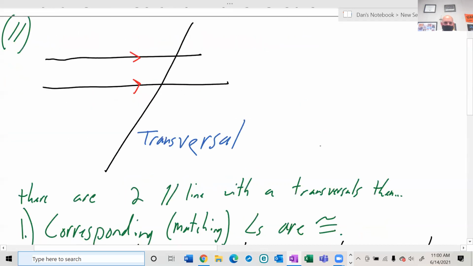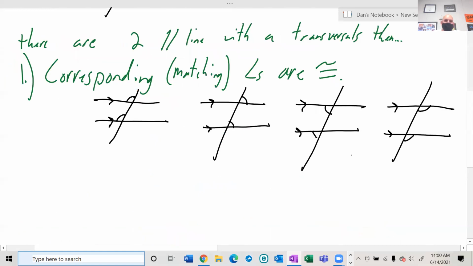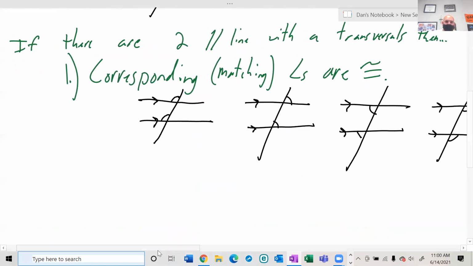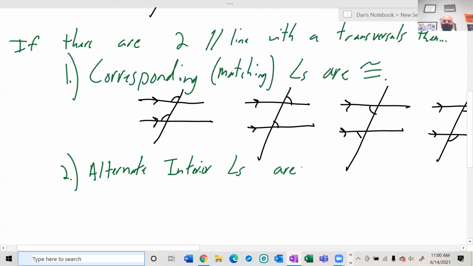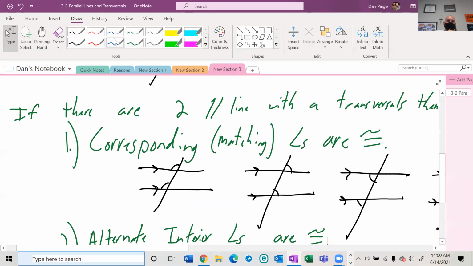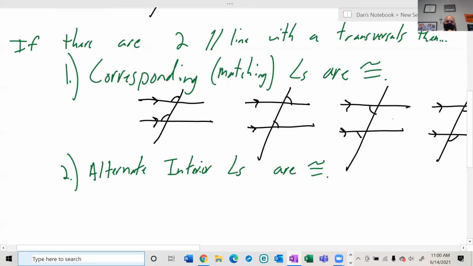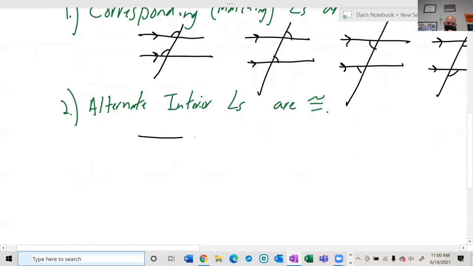The second one, if there are 2 parallel lines and a transversal, then the second thing is alternate interior angles. Alternate interior angles are also congruent. Let me show you what I mean by alternate interior angles. Parallel lines, transversal.